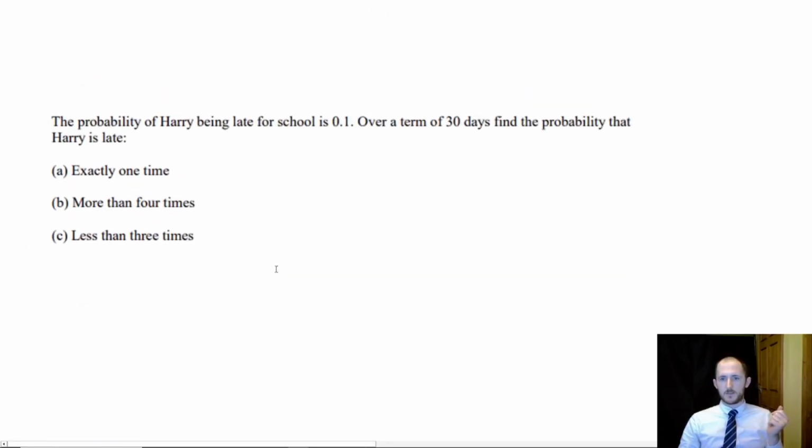So if we go to the first question, the probability of Harry being late for school is 0.1. Over a term of 30 days, find the probability that Harry is late 1 time, more than 4 times, less than 3 times. So the first thing we need to realise is that we can use a binomial distribution. Why? Because there are 2 options. He's either late or not late. Okay? So I'm going to say that this probability can be modelled as a binomial distribution, so B.